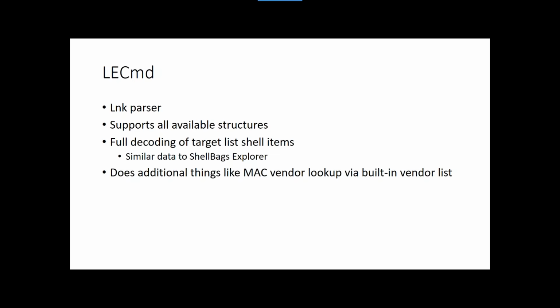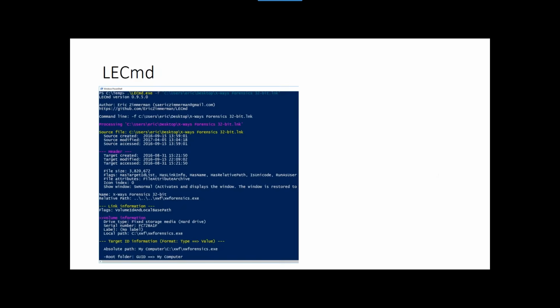All the available structures are going to come out with LECmd. You're going to get all the target list shell items decoded. It's going to look and feel very similar to the information that you'll see come out of Shellbags Explorer. And then there's that MAC vendor lookup thing. If I give you an example of what one looks like, there you go. So there you can see our flags. This is the same file we just did.